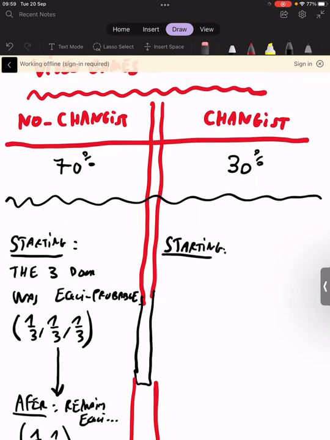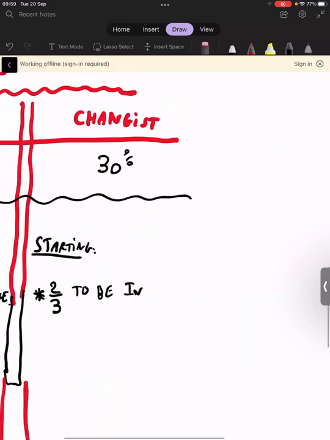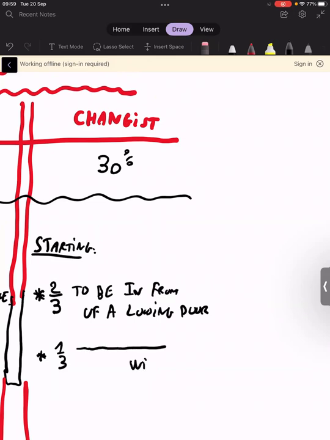there are two possibilities. Either José made a mistake, or José is right. If José made a mistake, what is the probability that he made a mistake? Two on three. He has a probability of 2/3 to be in front of a losing door, and he has the probability 1/3 to be in front of a winning door. Okay, I think everybody agrees.